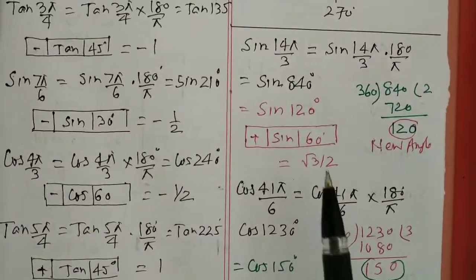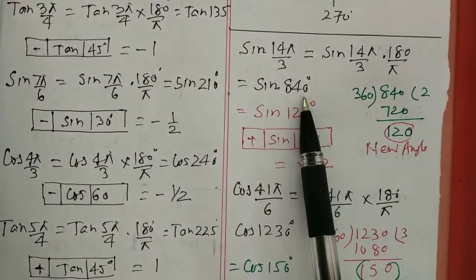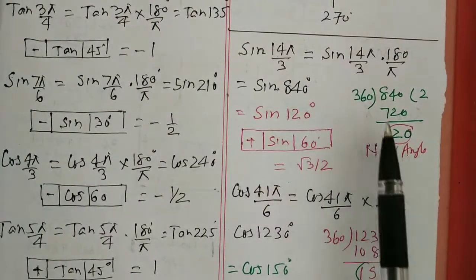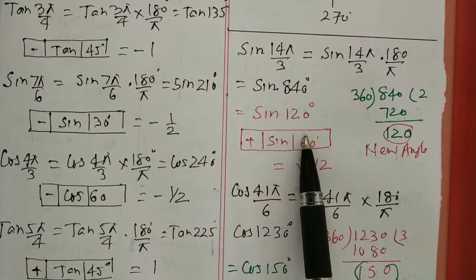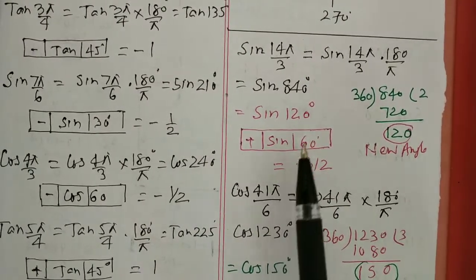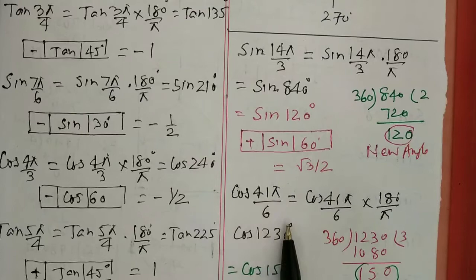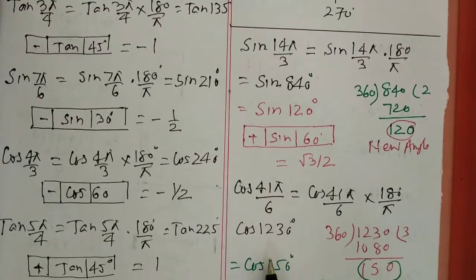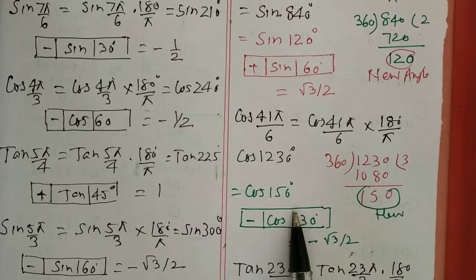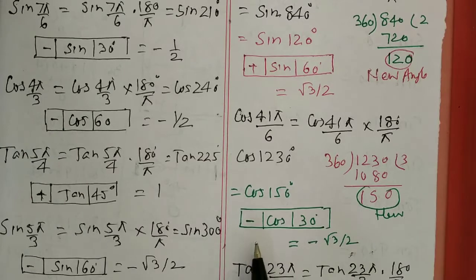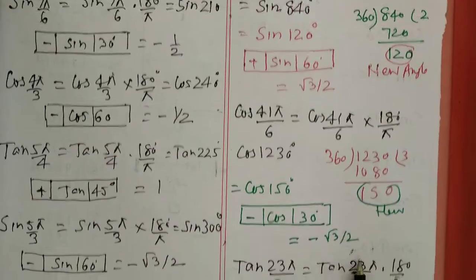Now sine 14 pi by 3, when converted, it becomes 840. For angles more than 360, divide by 360, the remainder is the new angle. So now sine 120 in the second quadrant where sine is positive, sine remains sine. 120 deviated from 180 becomes 60, so root 3 by 2. Likewise, cos 41 pi by 6 converted to degrees is 1230. 1230 divided by 360 leaves 150. 150 is in the second quadrant where cos is negative, cos remains cos. 150 deviated from 180 becomes 30, so minus root 3 by 2.